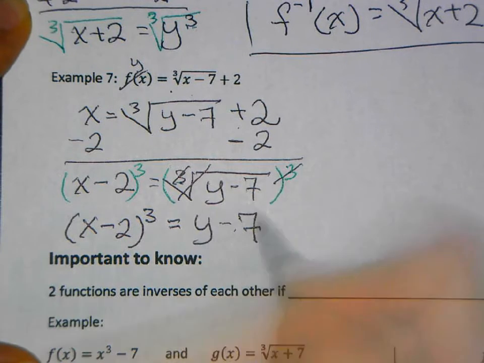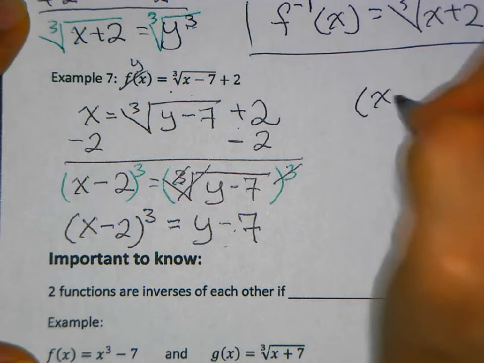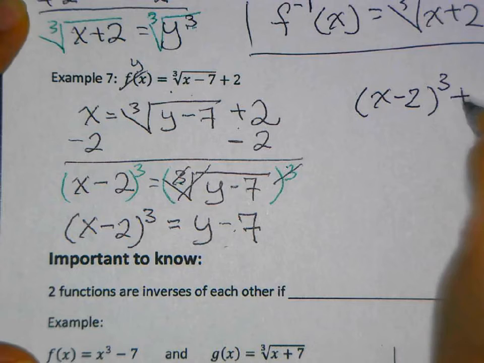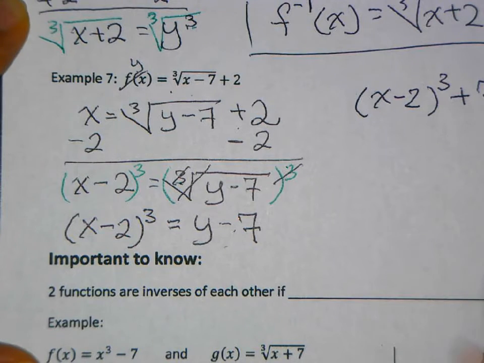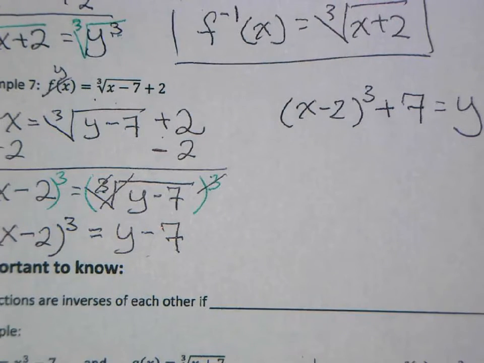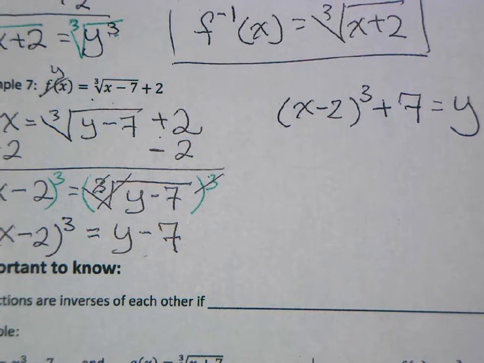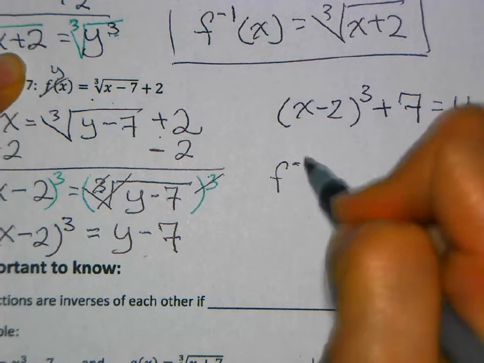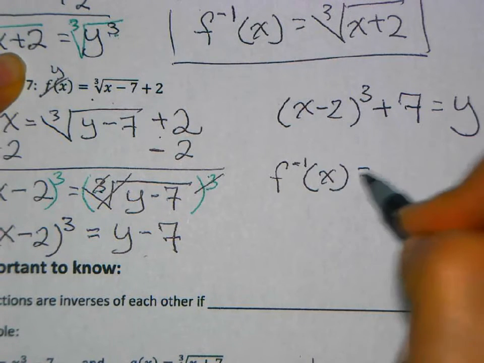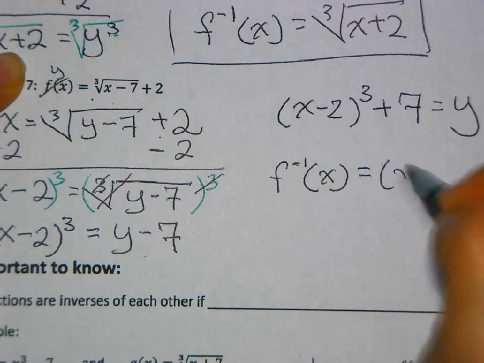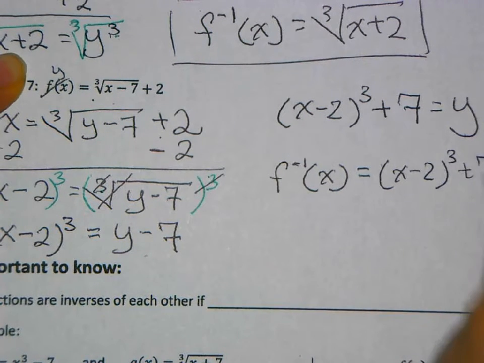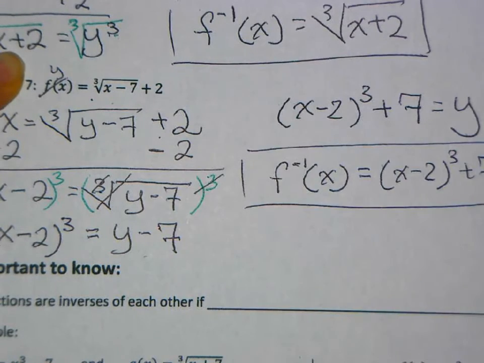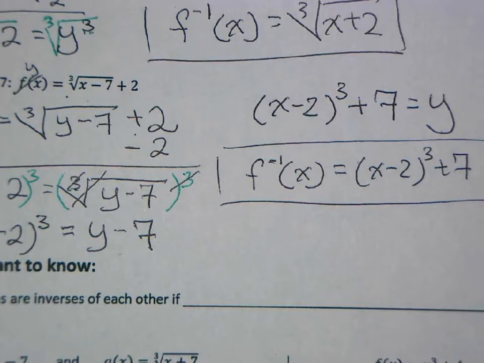minus 7. And to get y by itself, I add 7 to both sides, leaving me with x minus 2 cubed plus 7 equals y. Again, I can't leave this as y because it's given as f of x, and it is an inverse of f of x. So my final answer, f inverse of x equals x minus 2 cubed plus 7. That is the inverse of my original function f.